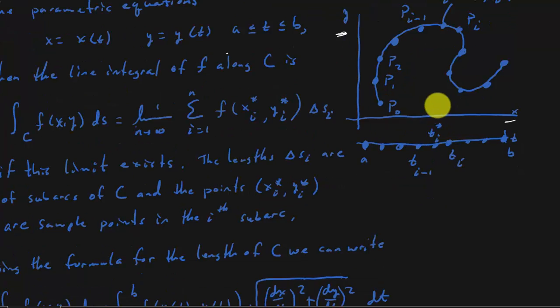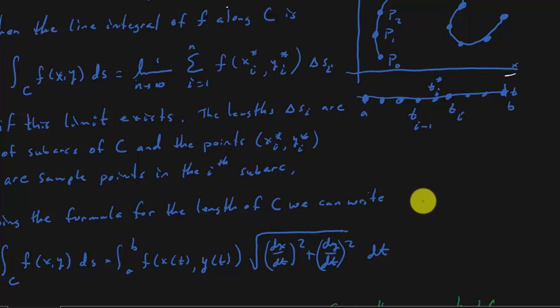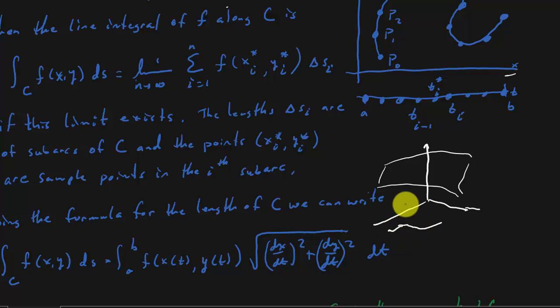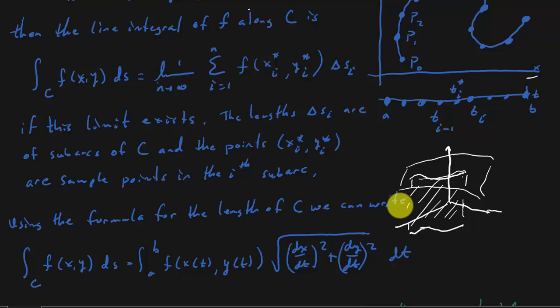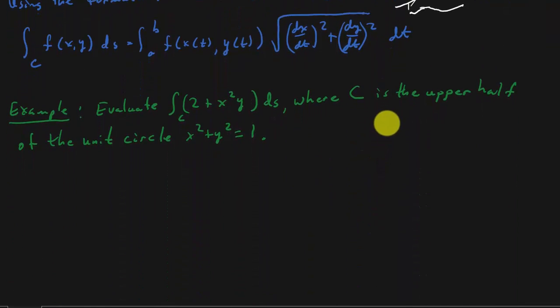It's hard to draw in 3D. I'll attempt it, but I doubt I'm going to be able to draw it very well. So you've got some surface up here, and then you've got some curve down here, and this curve would be projected up onto this surface, and then you see this sheet right here. You're finding the area of that. It's just along that curve. That's your line integral.